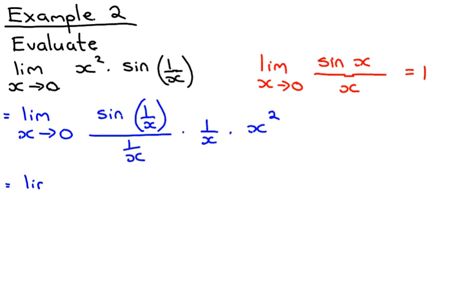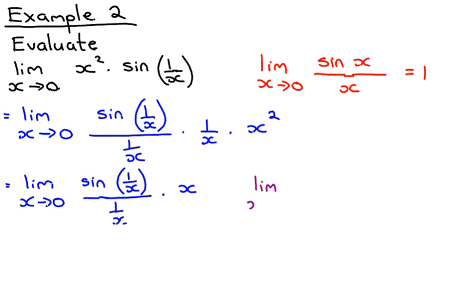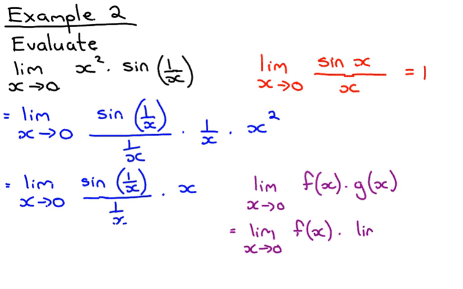So what we actually have here is the limit as x tends towards 0 of sine 1 over x, over 1 over x. And then 1 over x times x squared is just x, so it's times x. Now one of the properties of limits is that the limit of the product is the same as the product of the limits. Meaning if I have the limit as x tends towards 0 of a function times another function, that is the same as the limit of the first function multiplied by the limit of the second function. So this is a property that we're going to use often when we're working out limits.